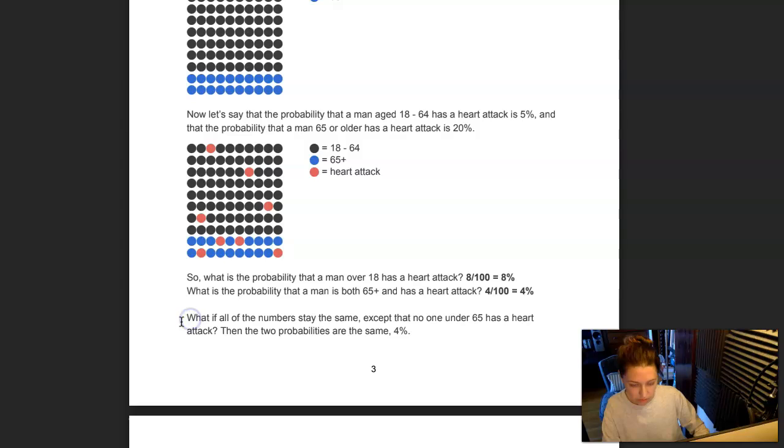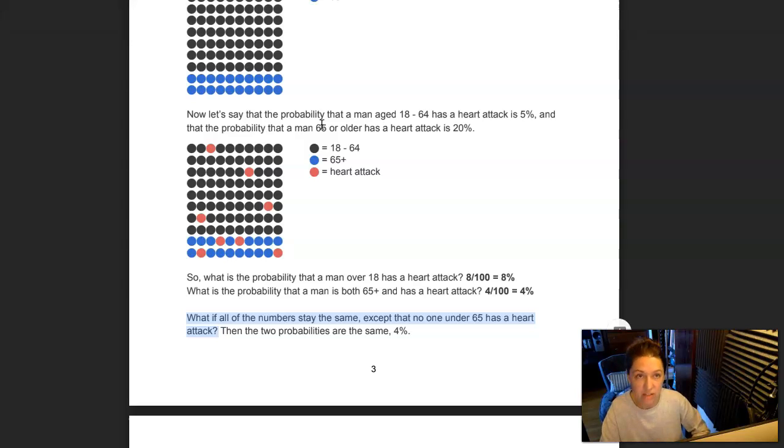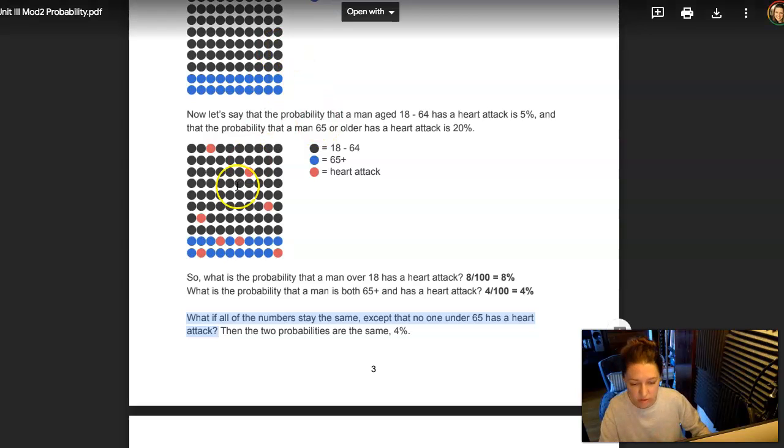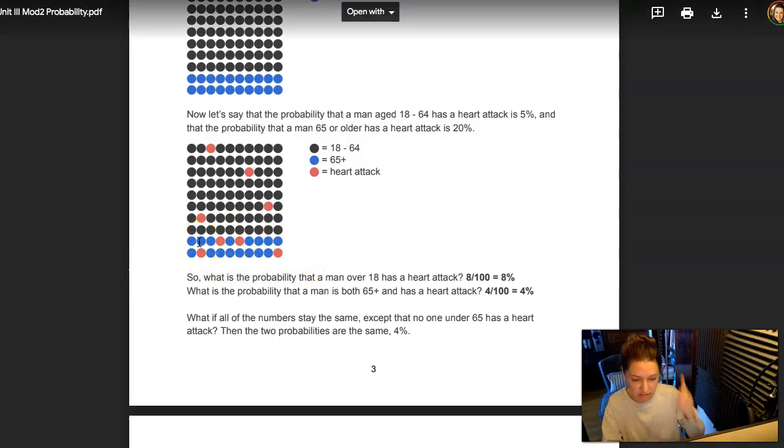Okay, so what if all the numbers stay the same, except that no one under 65 has a heart attack? So what if our stereotype is right, that it's people over 65 who are definitely the ones having the heart attack, say? So assume these are all black here. Well, then the probability of being any man and having a heart attack will be 4 out of 100. And the probability of being in this group of people, 65 plus, and having a heart attack is also going to be 4%.